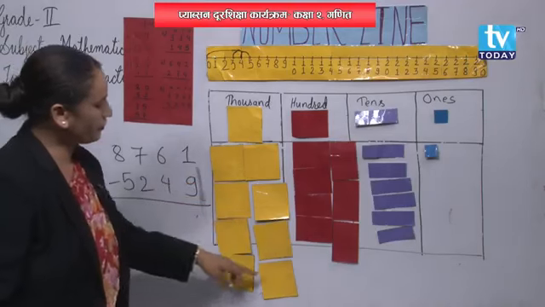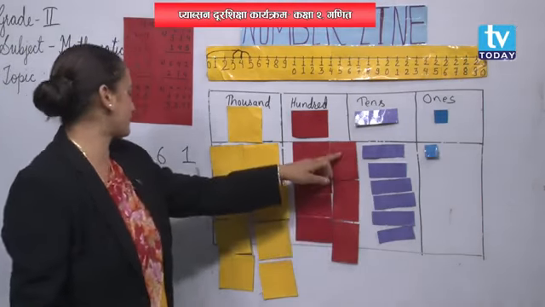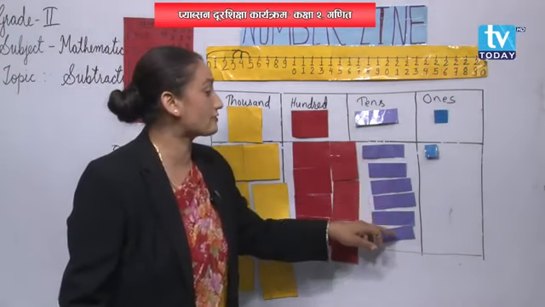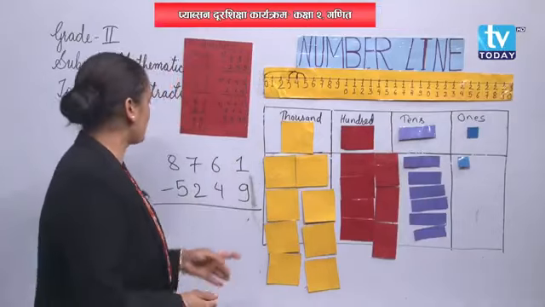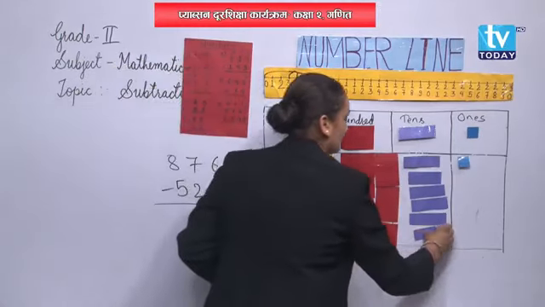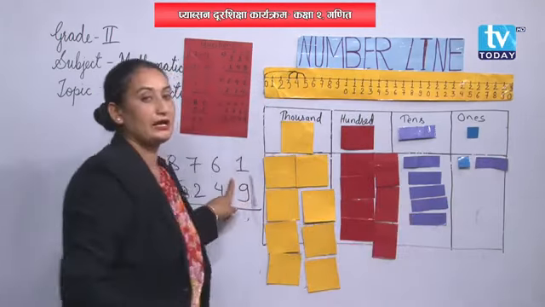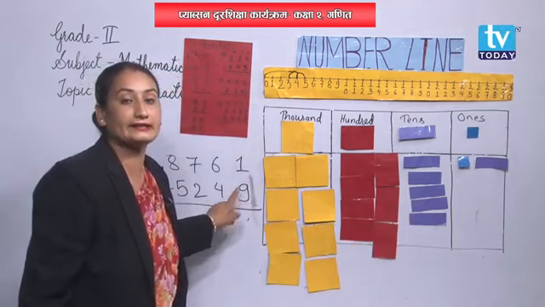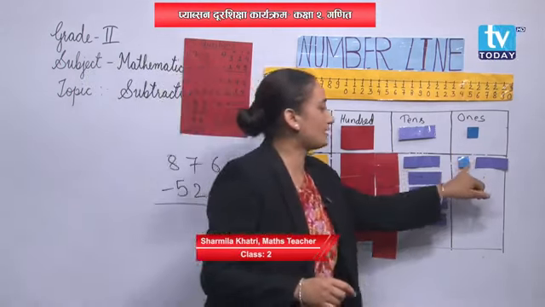1, 2, 3, 4, 5, 6, 7, 8. 1, 2, 3, 4, 5, 6, 7. 1, 2, 3, 4, 5, 6, and 1. So now we have to remove the numbers. Let's give 1 to the friend. If I give 1, then it will be 11. From 11, I need to subtract 9. Now, how many left? 9, 10 plus 1, 11.